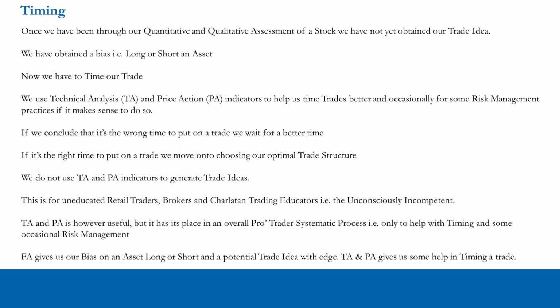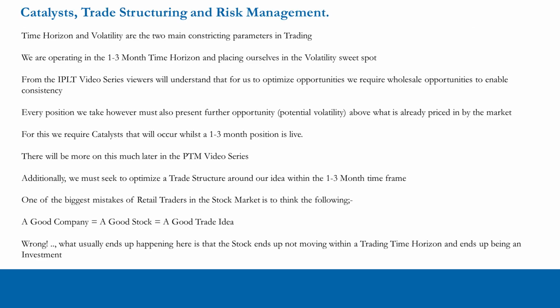Now, if we believe at this stage that we have our fundamentally driven bias, we've got our timing, and things are starting to look good for our trade idea, we move on to trade structuring. Trade structuring is done around catalysts. Time horizon and volatility are the two main constricting parameters in trading. We, as long-short portfolio managers, are operating in the 1 to 3 month time horizon, and we're placing ourselves in that volatility sweet spot that we covered earlier.